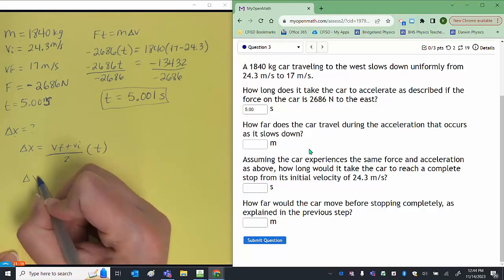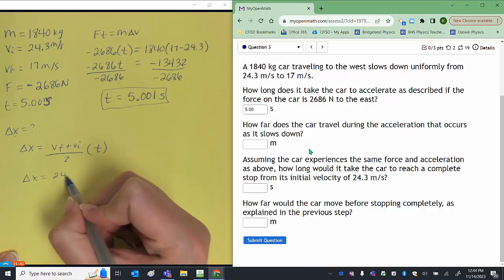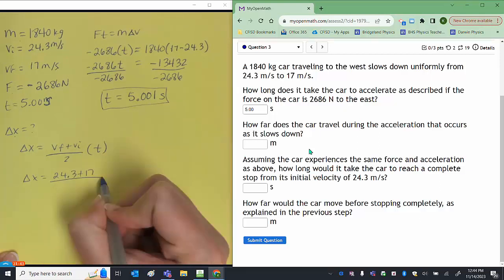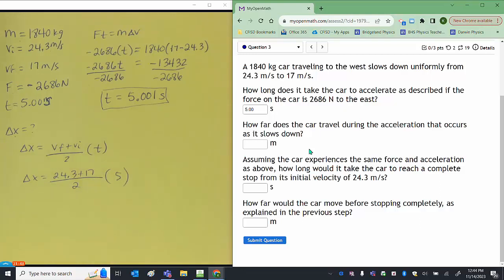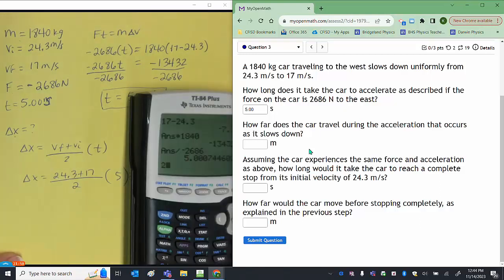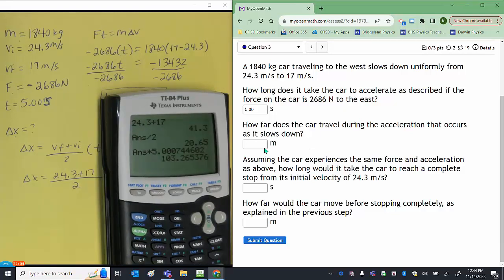So that delta x will equal (24.3 plus 17) divided by 2 times that time of 5. Okay, so let's do this. (24.3 plus 17) divided by 2 times my time. And it wasn't exactly 5, it was this value up here, almost 5. Okay, but I get this, 103.265 or 103.27 if I round it.